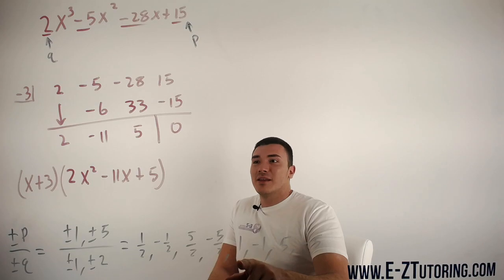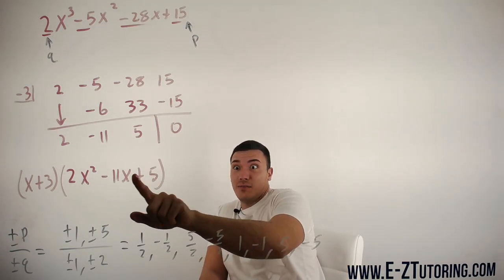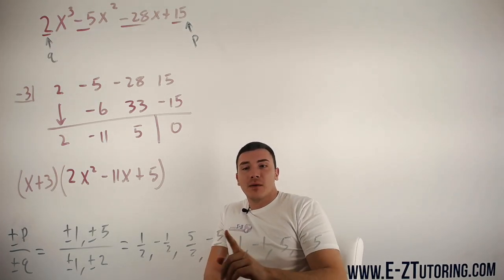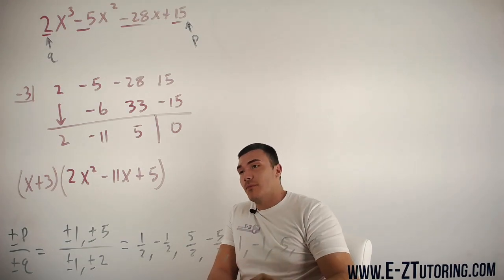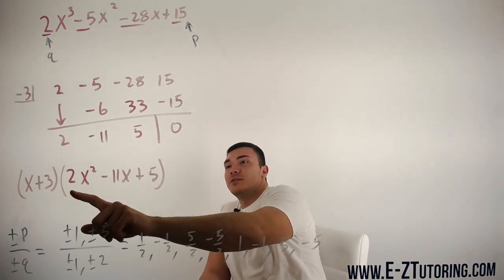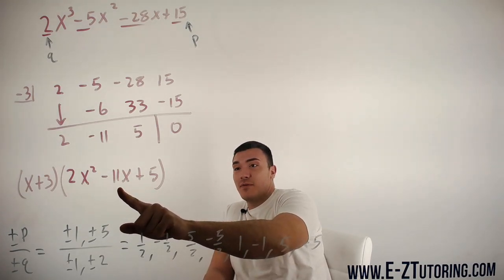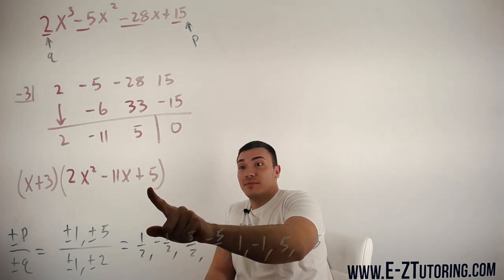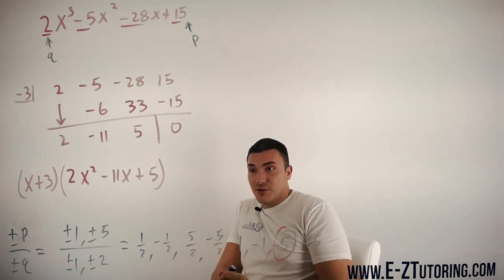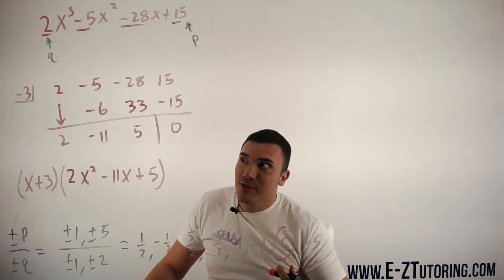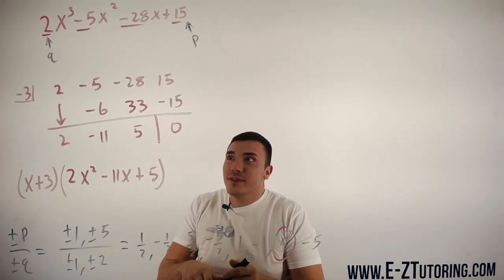Anyways, if we plug in a 1, we get 2 minus 11, -9, plus 5, not 0. What about -1? 2 plus 11 plus 5, no. What about 5? 2 times 25 is 50, minus 55 is -55, plus 5 is 0. 5 works. 5 is our 0. So using the remainder theorem, we only have to synthetically divide one time. We don't have to try out all the zeros.